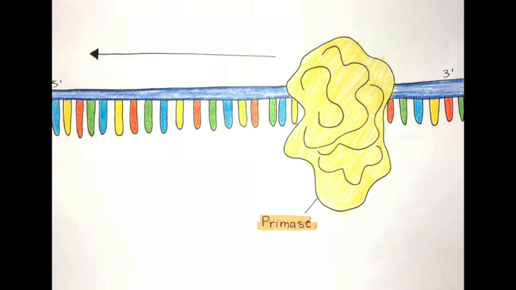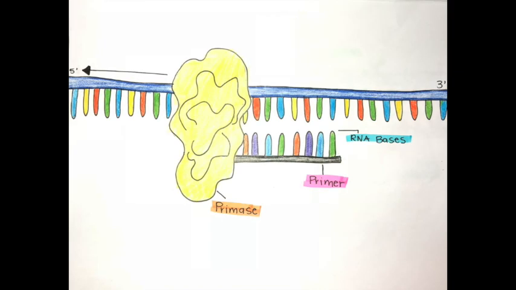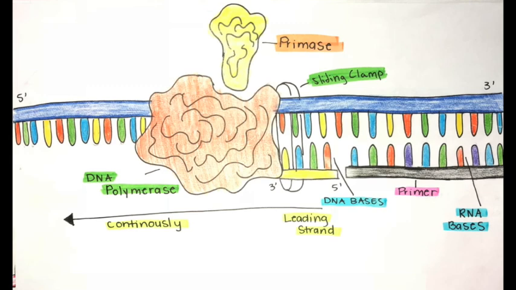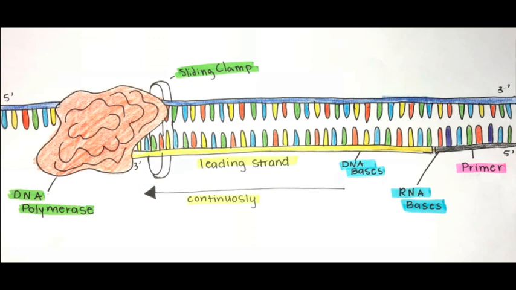This marks the starting point for the creation of the new strand of DNA. An enzyme called DNA polymerase binds to the primer and will make the new strand of DNA. And to increase efficiency and speed, a sliding clamp protein binds with DNA polymerase. DNA polymerase can only add DNA bases in one direction, from the 5' end to the 3' end.